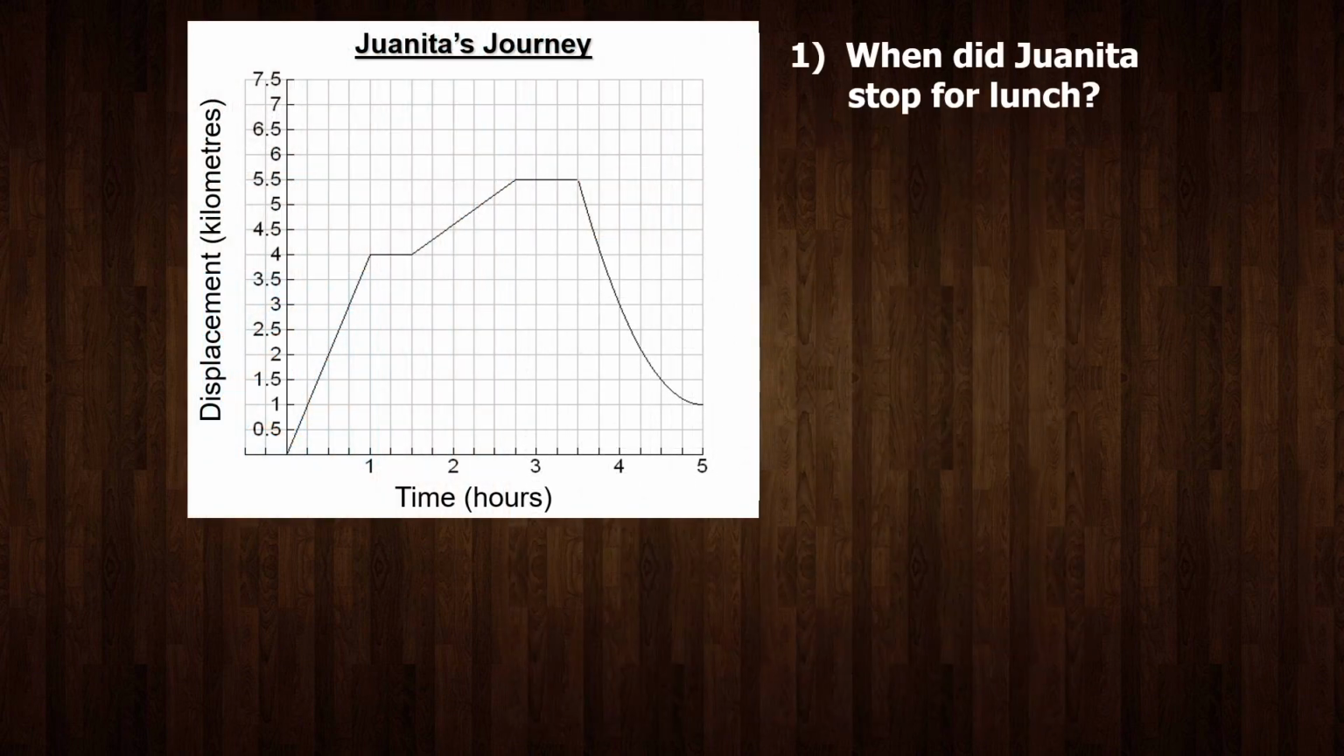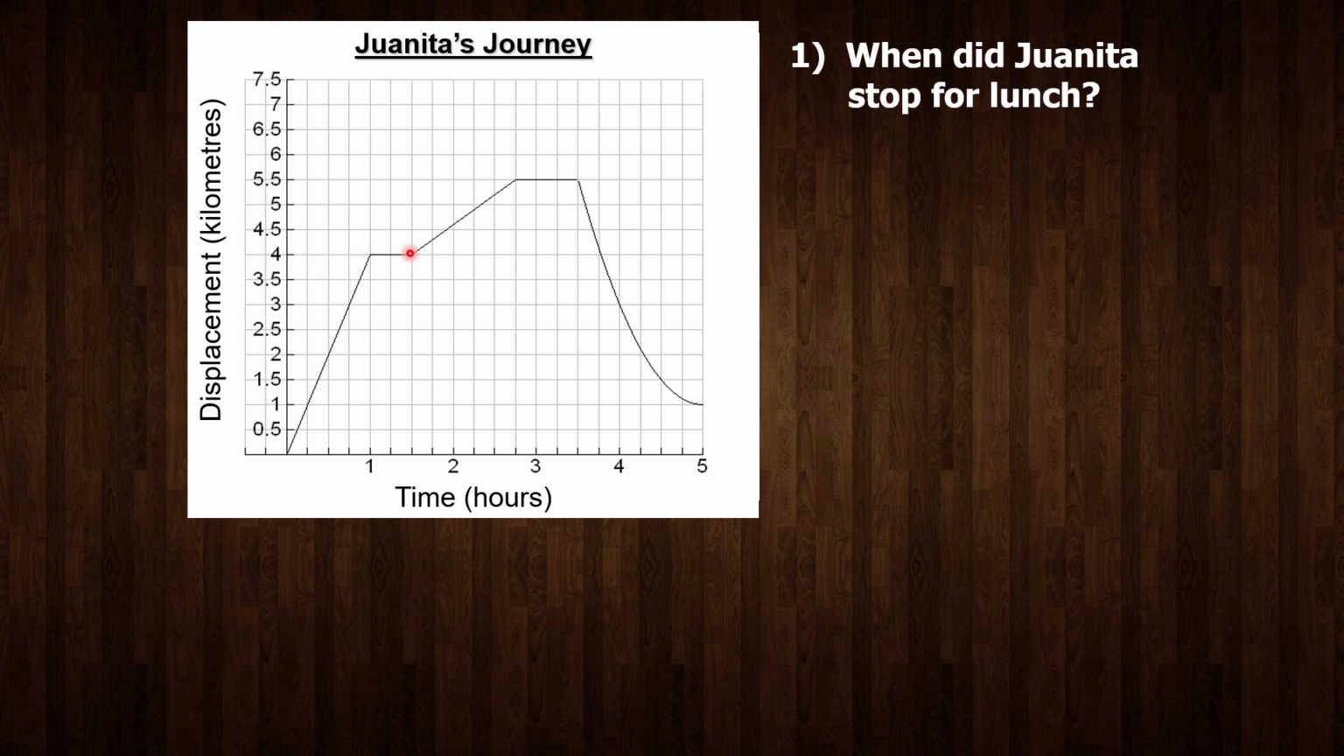First of all, when did Juanita stop for lunch? Now, remember, we're measuring displacement on the vertical axis here, and we're measuring time on the horizontal axis. So how can we tell when Juanita stopped for lunch? Well, if she was stopped, her displacement would not be changing. That is, you can think of it as her distance from home would not be changing, which means for a period of time, we should be at the same displacement. Now, we see that happens in two places. First of all, here, where we're at a displacement of 4 kilometers.